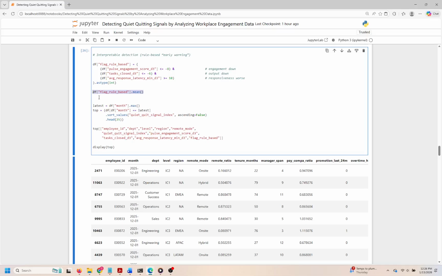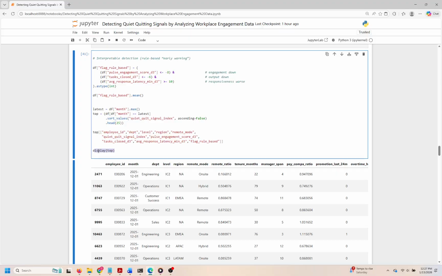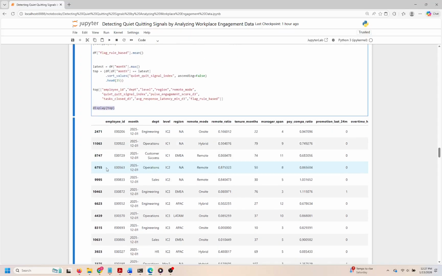Next, we focus on the most current month in our dataset, isolating employees who might be exhibiting the highest signals of disengagement. We sort these individuals according to their quiet quit signal index and select the top 25 to analyze in greater detail. The selected columns give us insights into their employee IDs, departments, levels, regions, remote work status, and the various metrics we have been tracking, including our newly created flag.